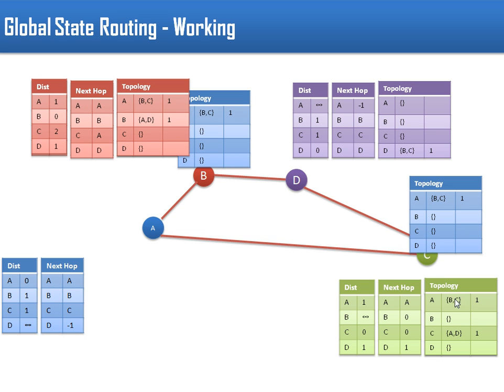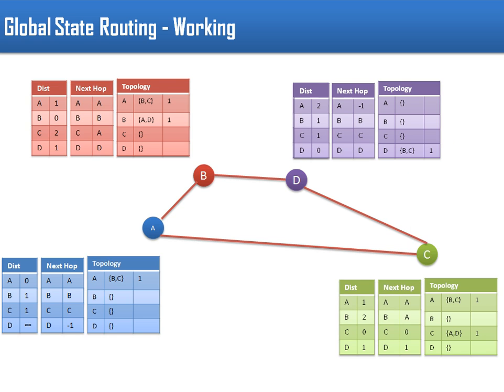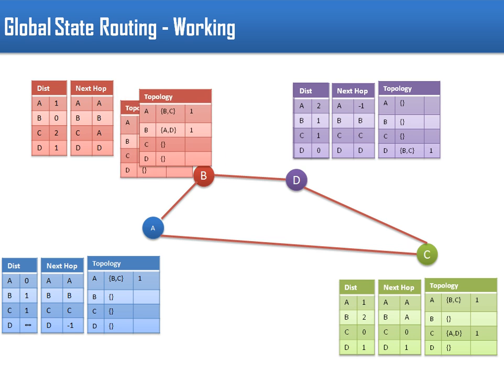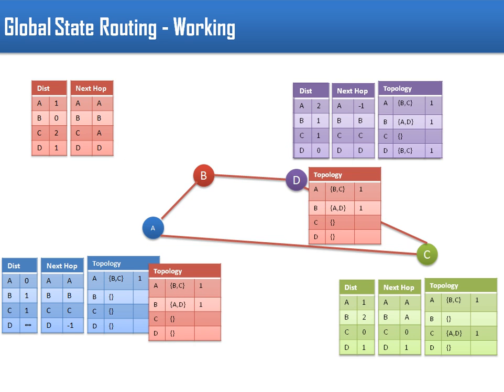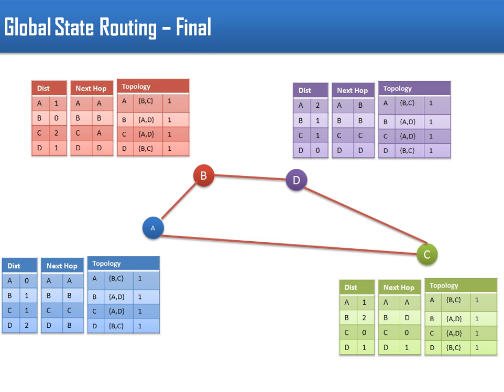Node C will update its topology table, then it will update its next hop table that B can be reached from node A. From this information, C will find out that A has two neighbors, so we can reach B by going through A. So the next hop table will be updated and the distance table will be updated. After some time, after the exchange of these topology tables, every node will have complete knowledge of the network. So these are the final tables.